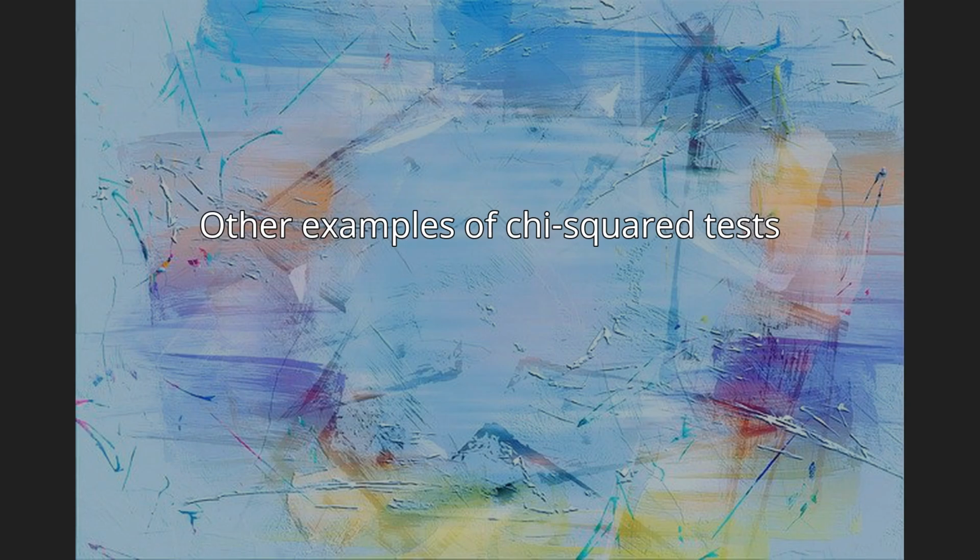Other examples of chi-squared tests. One test statistic that follows a chi-squared distribution exactly is the test that the variance of a normally distributed population has a given value based on a sample variance. Such tests are uncommon in practice because the true variance of the population is usually unknown.